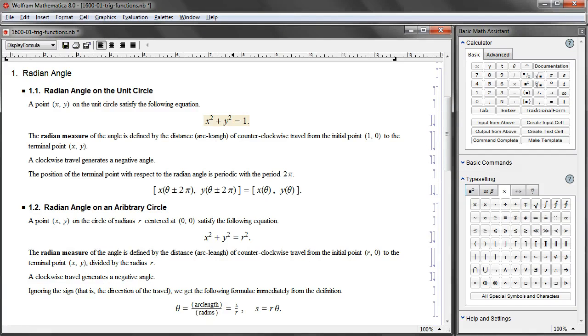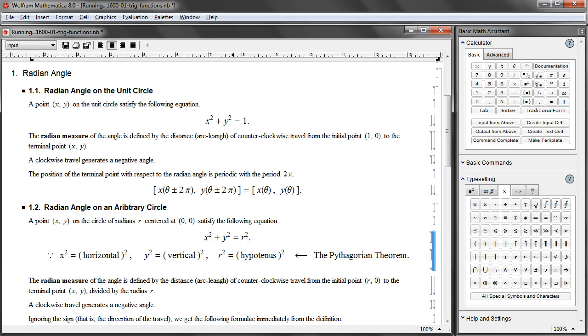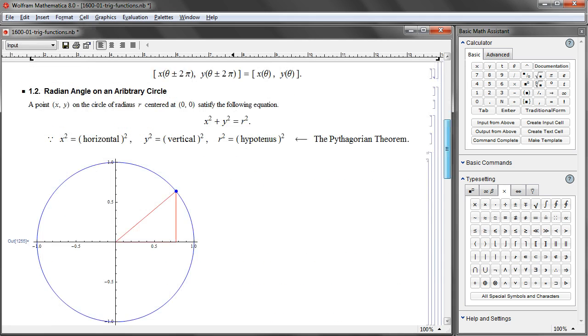Instead of starting from the unit circle x squared plus y squared equals 1, let's start from a circle of radius r, where r is an arbitrary positive number. x squared plus y squared is equal to r squared. It's kind of like this. The same situation as before.